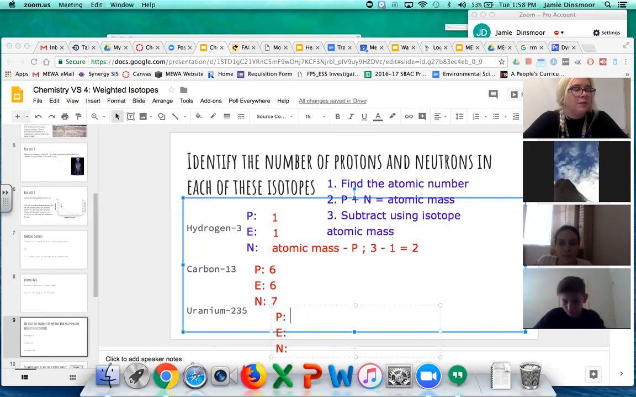How many protons, or what is the atomic number of uranium?